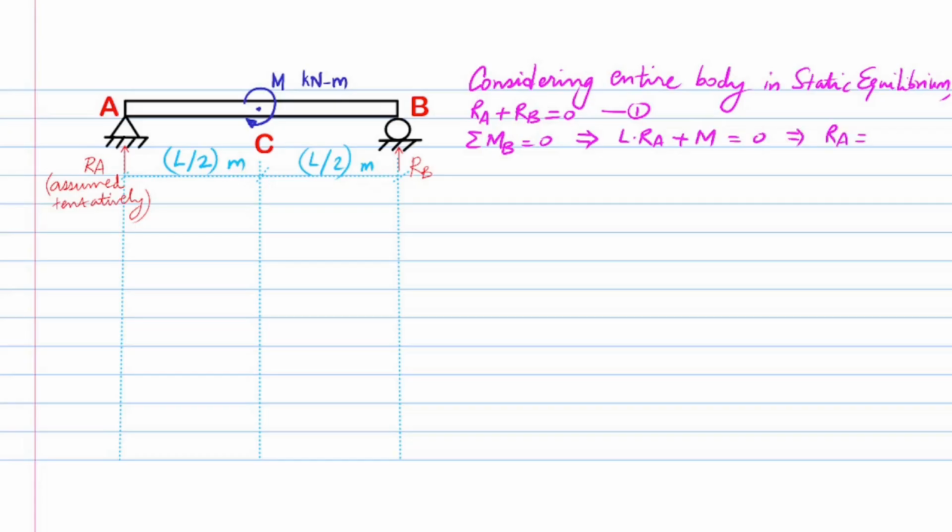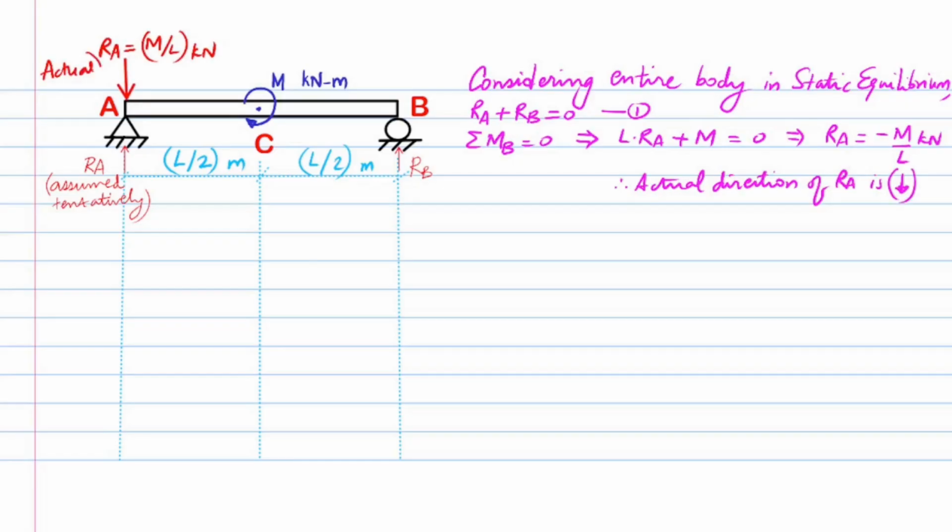Hence, RA equals minus M over L kilonewtons. Negative sign indicates that the actual direction of RA points downwards instead of the assumed upward direction. We show the same on the end A of the beam with a thick arrow. From equation 1, RB equals plus M over L kilonewtons, positive sign indicating that the assumed upward direction of RB is retained, and hence we denote RB by a thick arrow.